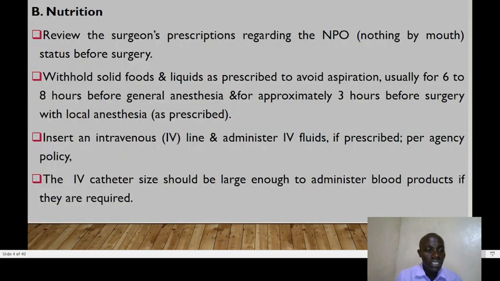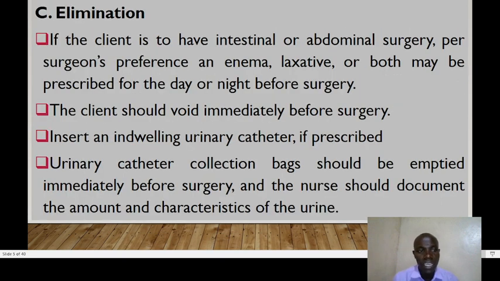In terms of nutrition, you need to review the surgeon's prescription regarding the nil per os, or nothing per mouth, status before surgery. You need to withhold solid foods and liquids as prescribed to avoid aspiration, usually around 6 to 8 hours before general anesthesia, or approximately 3 hours before surgery with local anesthesia. You also need to insert an intravenous line and administer IV fluids if prescribed. The IV size, remember, should be large enough to administer blood products if they are required.